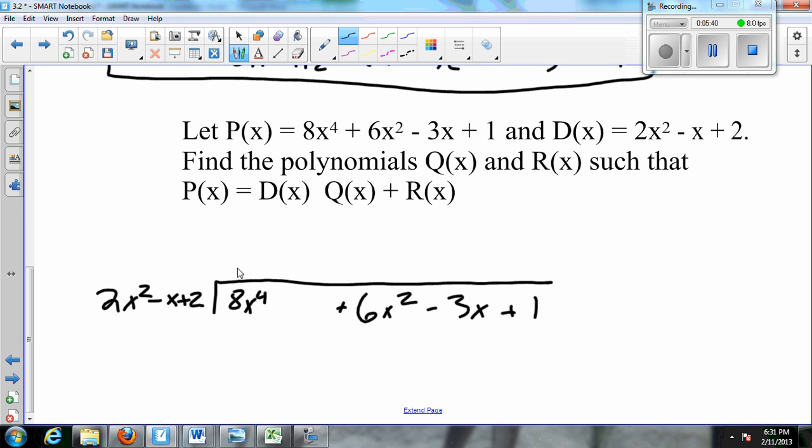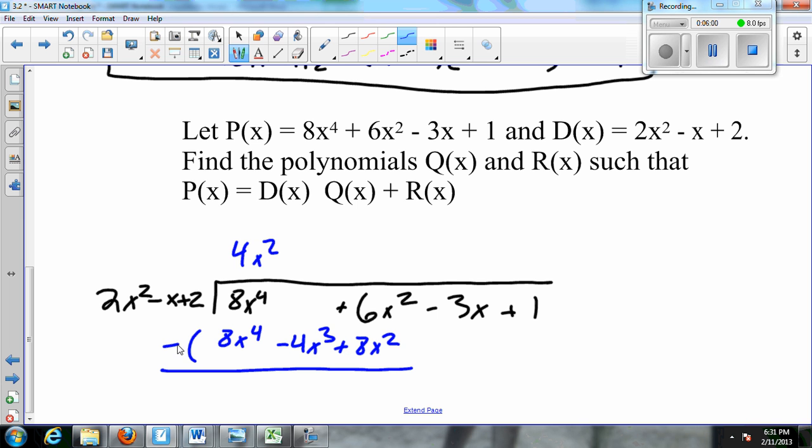2x squared times what gives us 8x to the fourth? That is 4x squared. Now we multiply 4x squared times the divisor: 8x to the fourth minus 4x cubed plus 8x squared. Subtract, go through and change your signs. The 8x to the fourth cancel. You bring down 4x cubed minus 2x squared. And because we're dividing by 3 terms, we need to bring down the negative 3x.